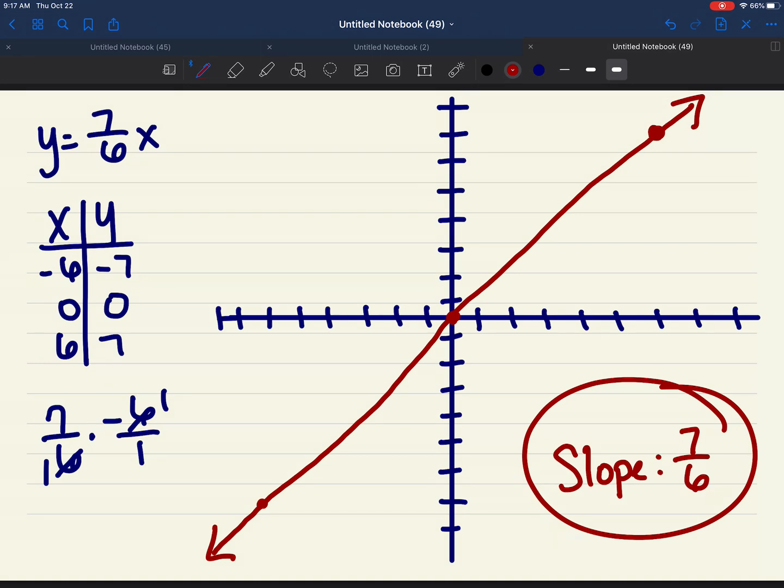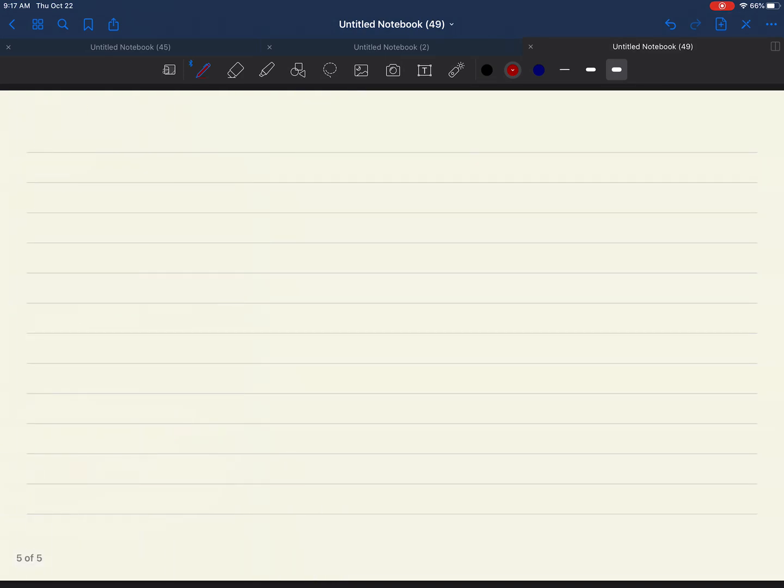Okay, how do we feel about those graphs? Every single time, you're just going to make a table, choose 3 values, plug them in, and graph. Okay? Any questions?